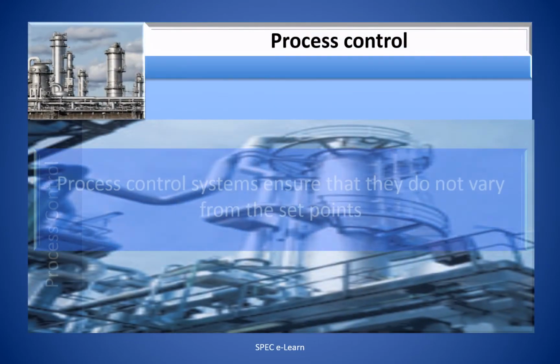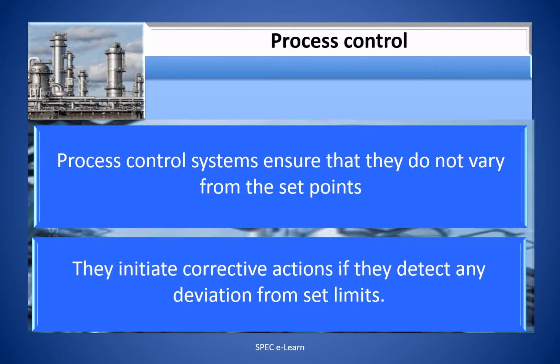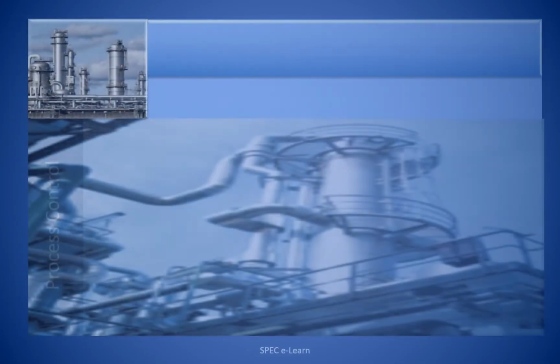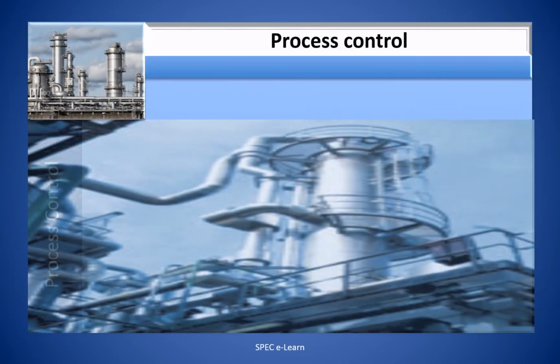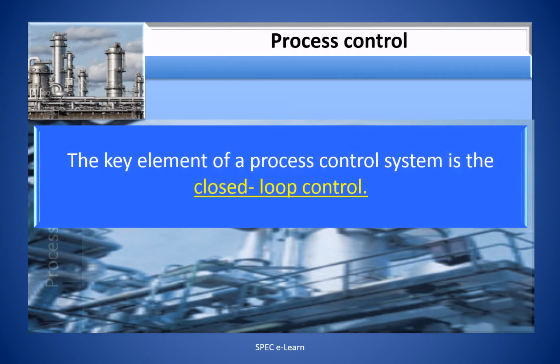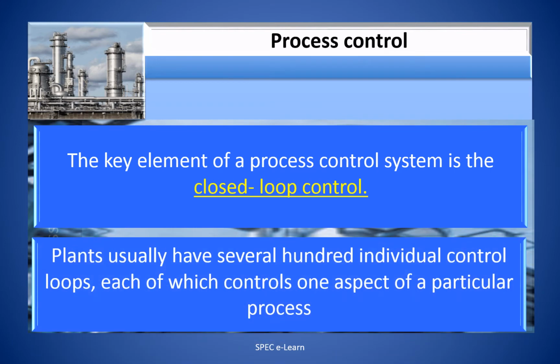Process control systems ensure that they do not vary from the set points. They initiate corrective actions if they detect any deviation from the set limits. The key element of a process control system is the closed loop control. Plants usually have several hundred individual control loops, each of which controls one aspect of a particular process.